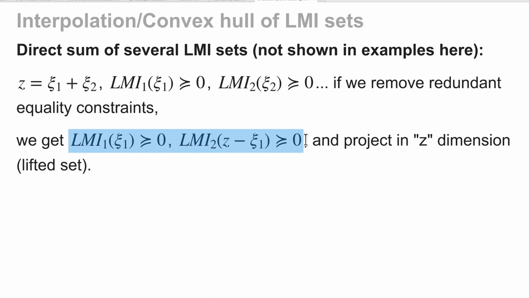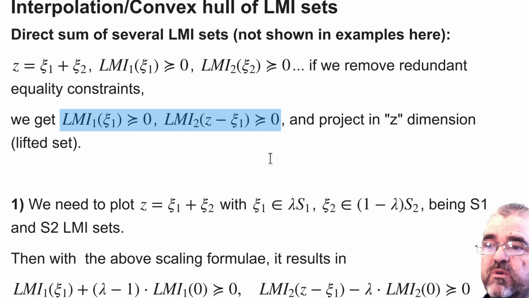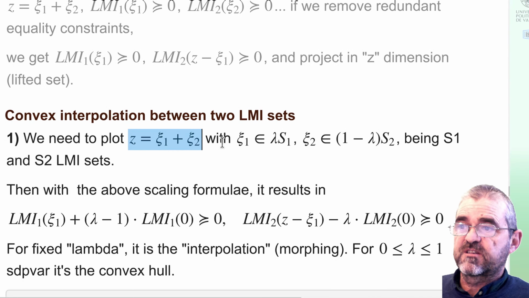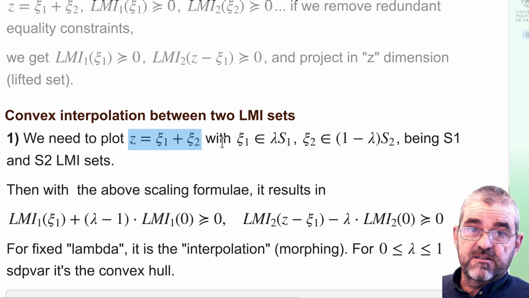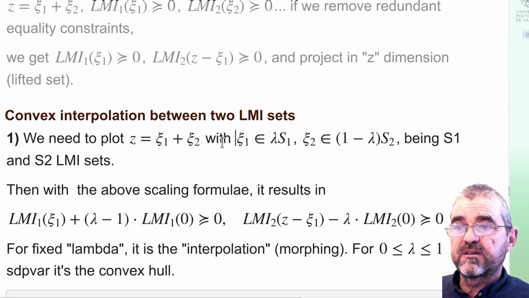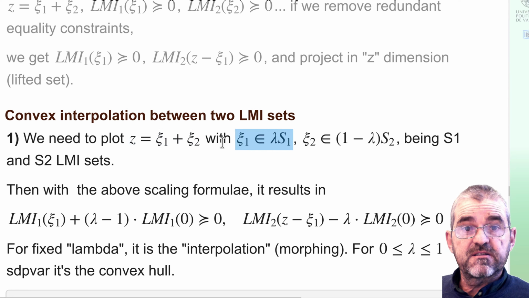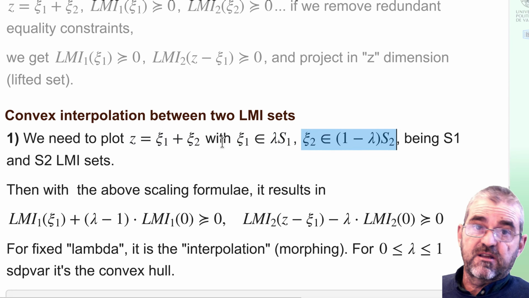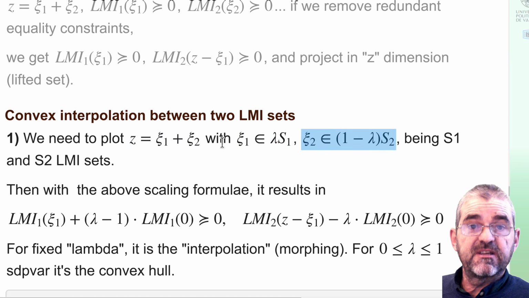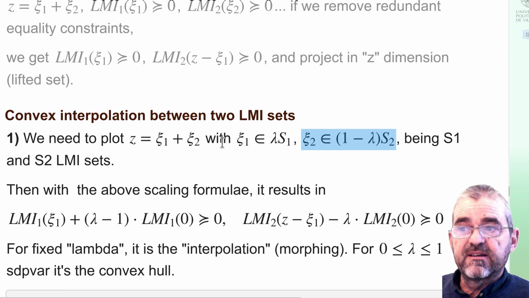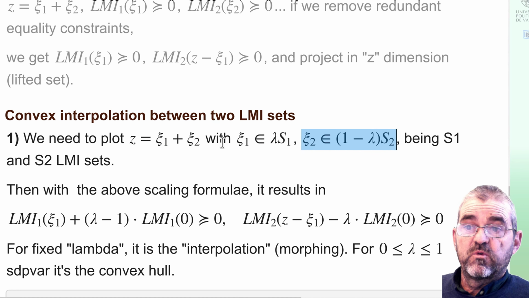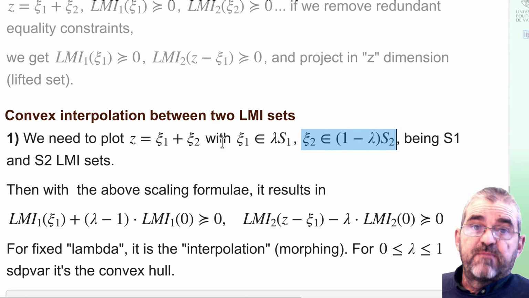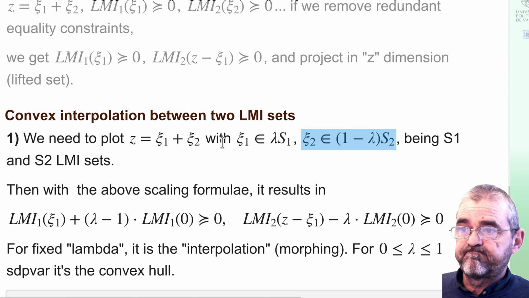Then the interpolation between two sets will be expressing z as the sum of chi1 in a set scaled by lambda and chi2 in the second set scaled by 1 minus lambda. So when lambda is 1, we will have S1. When lambda is 0, we will have S2. And when lambda is 0.36, we will have something in between.